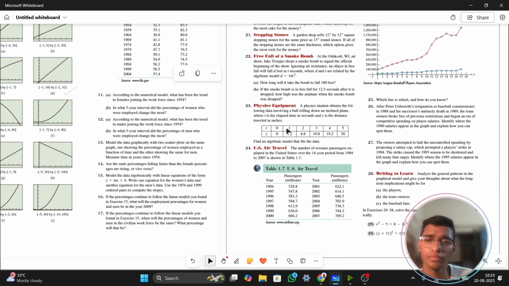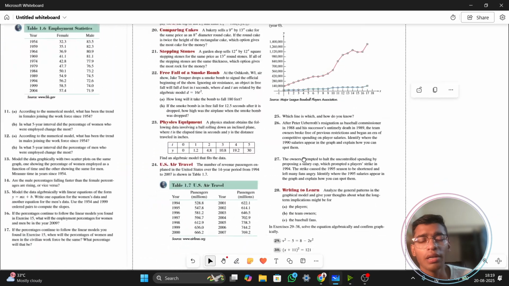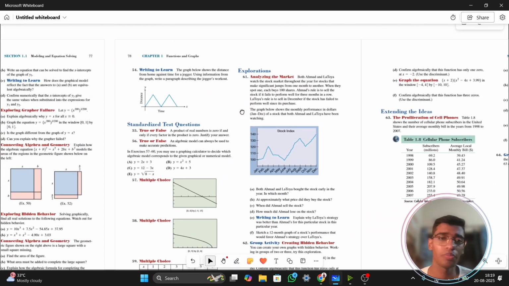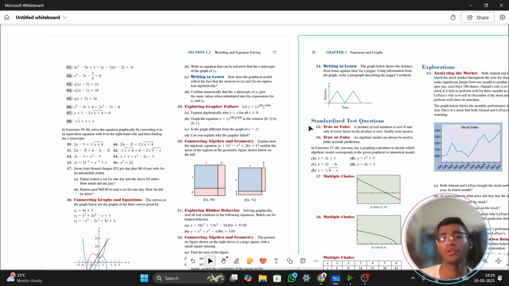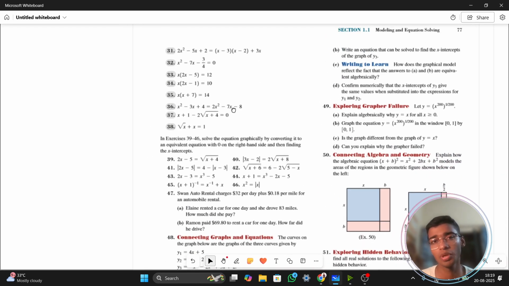Now, in question 24 also you need to plot it out and find the things, and so on. This is basically a rough example I'm giving you so that you know how you need to attempt these questions.